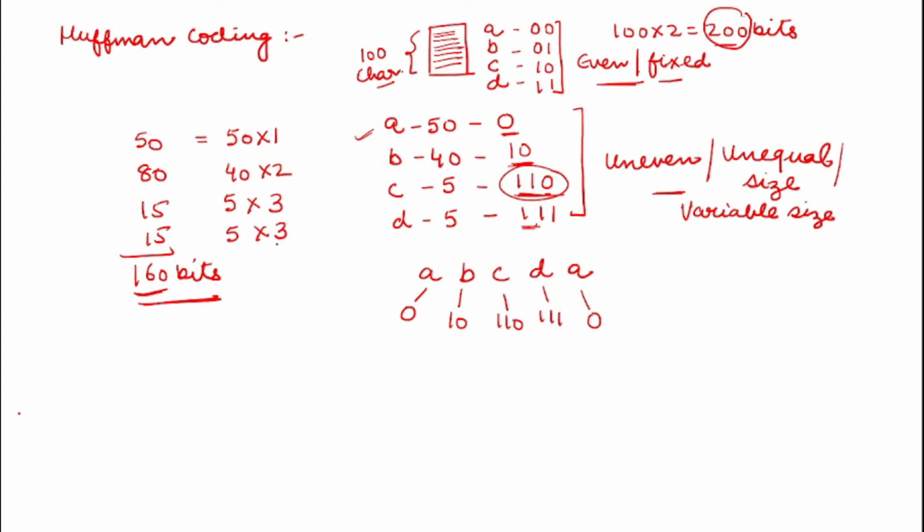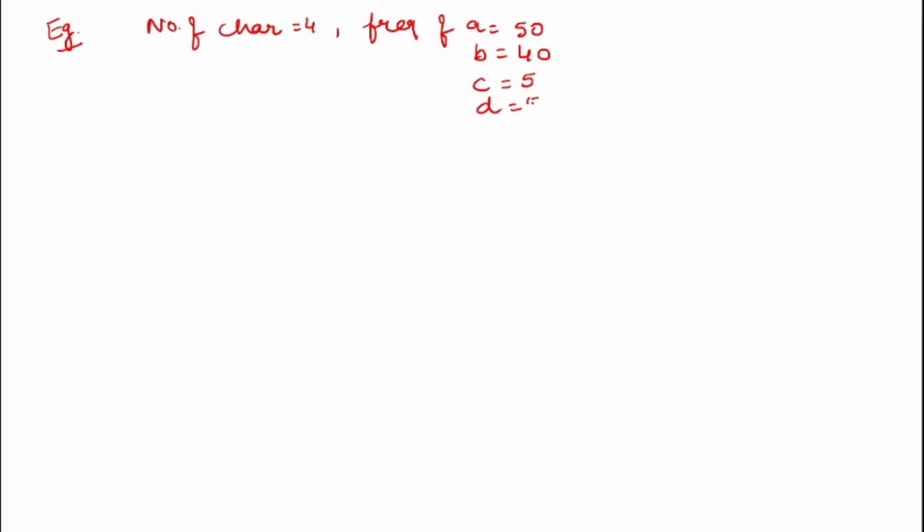Okay. Now let us take one example for the same to understand it more clearly. Let's say I have a file, and in that particular file the number of characters is equal to 4, and I am taking the frequency of A is equal to 50, frequency of B is equal to 40, C is equal to 5, and D is equal to 5.